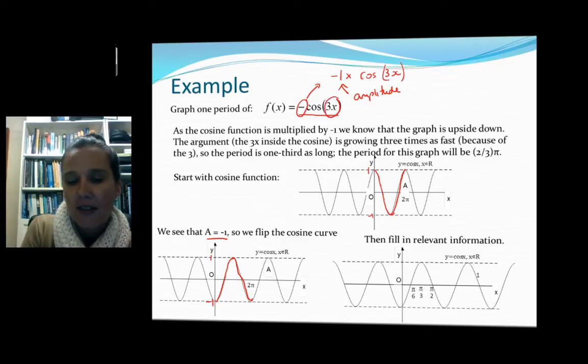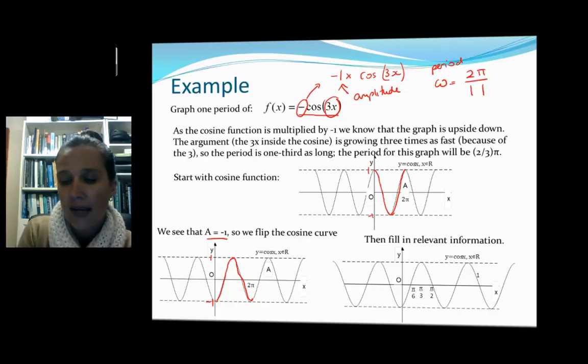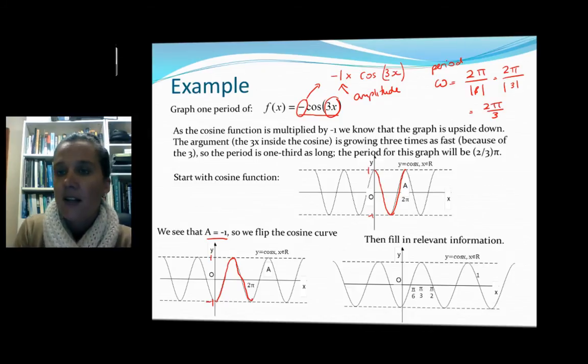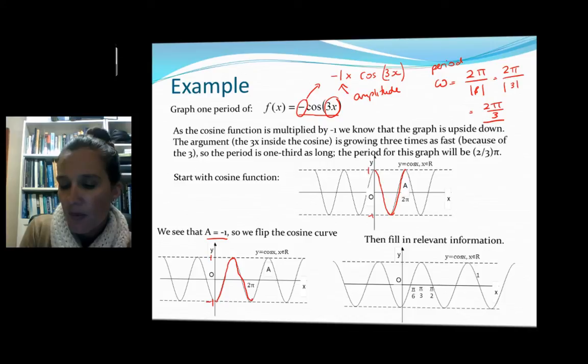We still have the 3x here, and we use our period. Omega is equal to 2 pi on the absolute value of b. Here that becomes 2 pi on the absolute value of 3, so this becomes 2 pi on 3. So now our period is 2 pi on 3 rather than 2 pi.